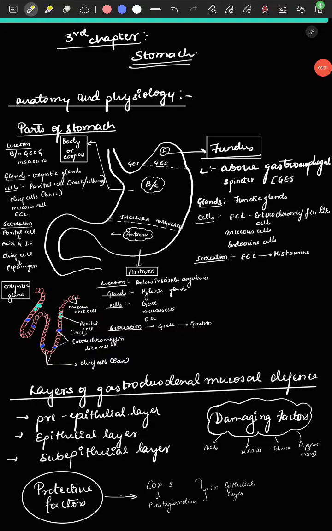Next chapter is about stomach. Anatomy and physiology of stomach. Parts of the stomach. So this is fundus, this is body, and this is antrum. The thing dividing the body or corpus and antrum is incisura angularis. And the thing dividing fundus and body is gastroesophageal sphincter.